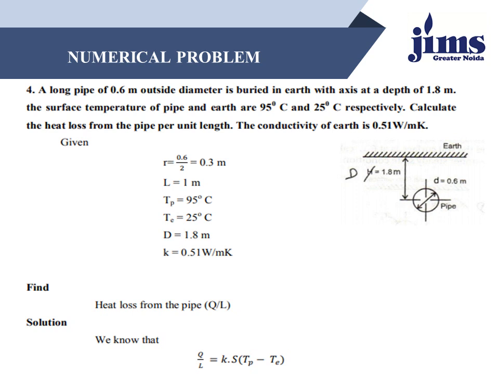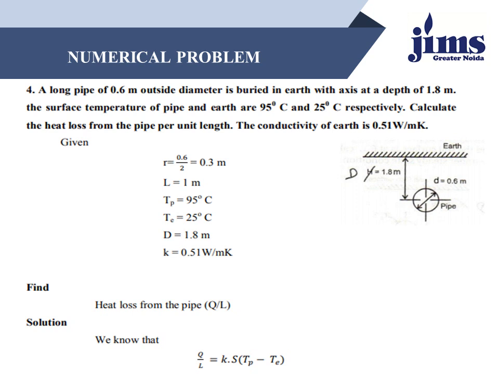depth of 1.8 meter. The surface temperature of the pipe and the earth are 95 degrees centigrade and 20 degrees centigrade respectively. Calculate the heat loss from the pipe per unit length, and the conductivity of the earth is 0.51 watt per meter Kelvin. So in this problem, a long pipe is buried at a depth of 1.8 meter in the earth, and we have to calculate the heat loss per unit length.